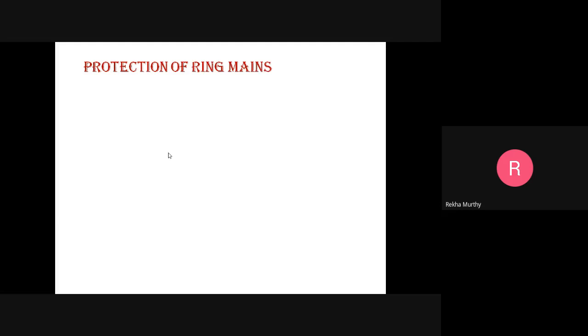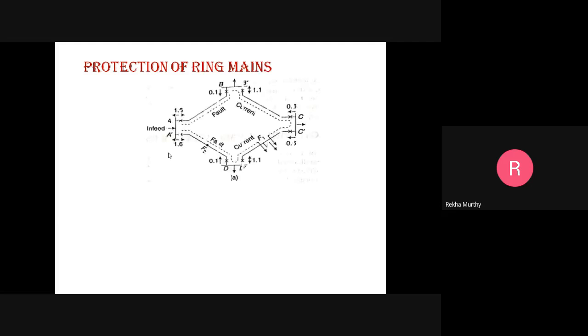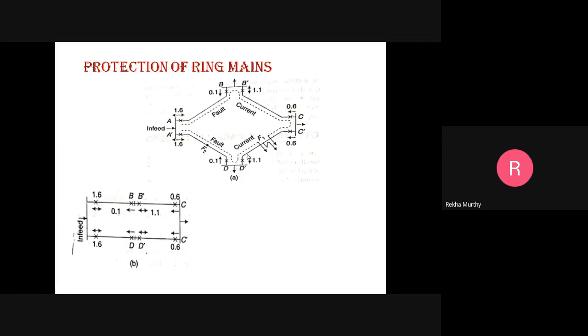Now let us concentrate on the diagram, which shows an overcurrent scheme for the protection of a ring feeder. This is the protection of a ring feeder. One more diagram we are going to take up to explain this topic. That diagram will be another way of drawing the same scheme. The same scheme we can draw in another fashion, like this.